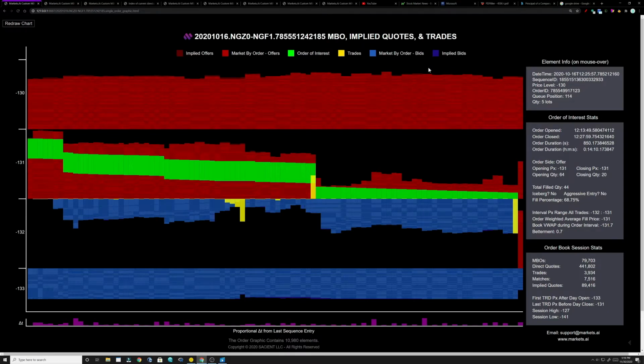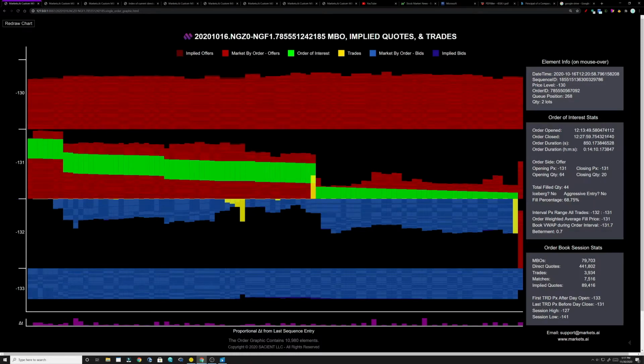Let's look at the prices. Okay, so our order of interest is 131 offered. The kind of unusual part of the price is that it's a band. It is not a tick mark. This is used so that the queue inside of the price level can be displayed.